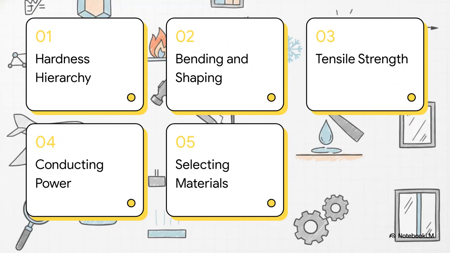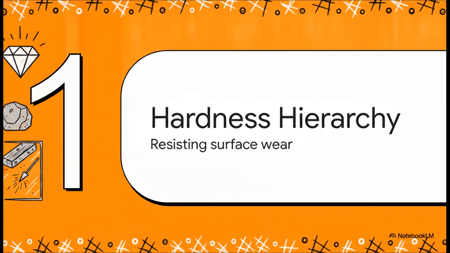So, here is our scientific roadmap for today. 1. The hardness hierarchy. 2. Bending and shaping materials. 3. Tensile strength under pressure. 4. Conducting power and heat. And finally, 5. Selecting the right material.